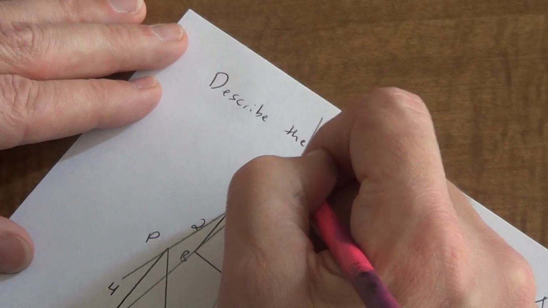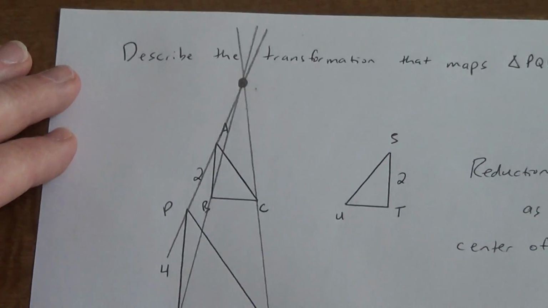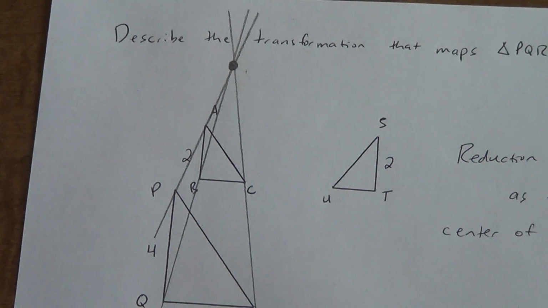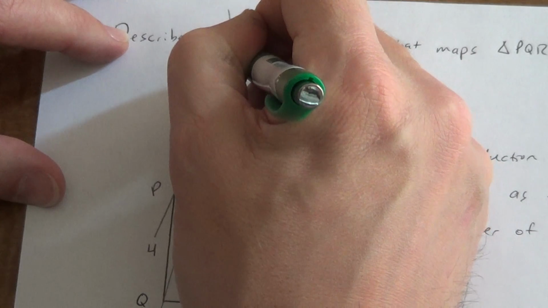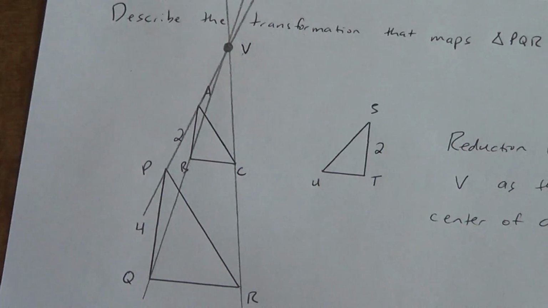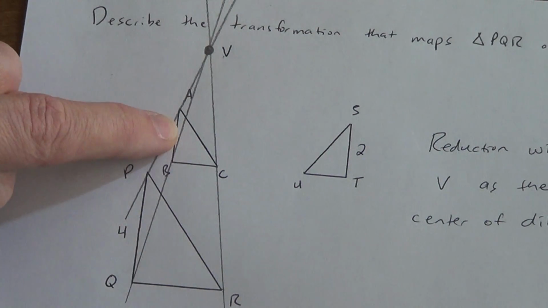Okay, so right here is the center of my dilation. We've already used A and B and C. We've used PQR, STU, used a bunch of letters, so I'll just call this V. Okay, so V is the center of my dilation. So from here to here is a reduction.